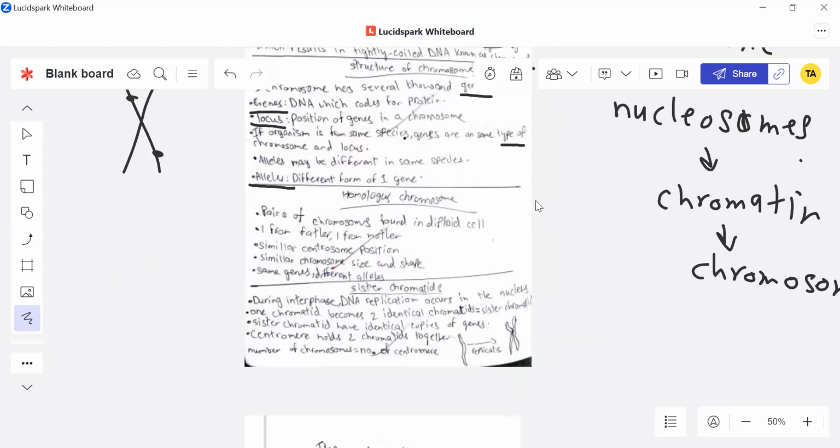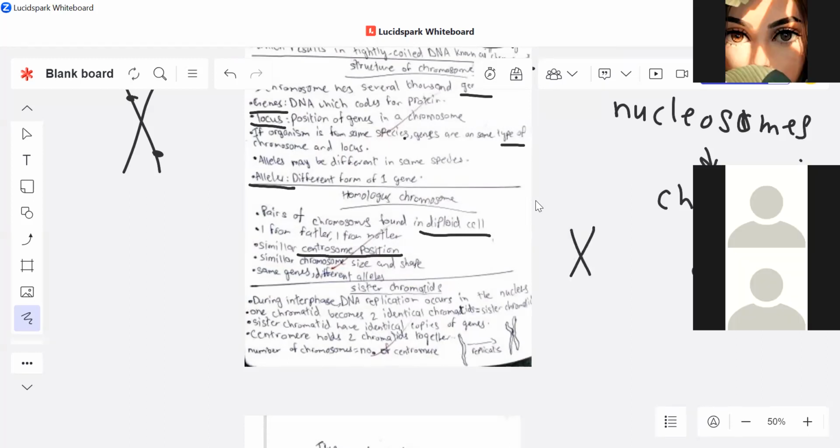A homologous chromosome is pairs of chromosomes found in diploid cell. I'll explain what diploid and haploid are. For now, just know homologous chromosomes are found in diploid cell only. And one chromosome is from the father and one is from the mother. And diploid cells will have two chromosomes or 2n. And they have similar centrosome position. What is a centrosome? I'll explain that as well when I get to the chromosome definitions. So, similar centrosome positions.